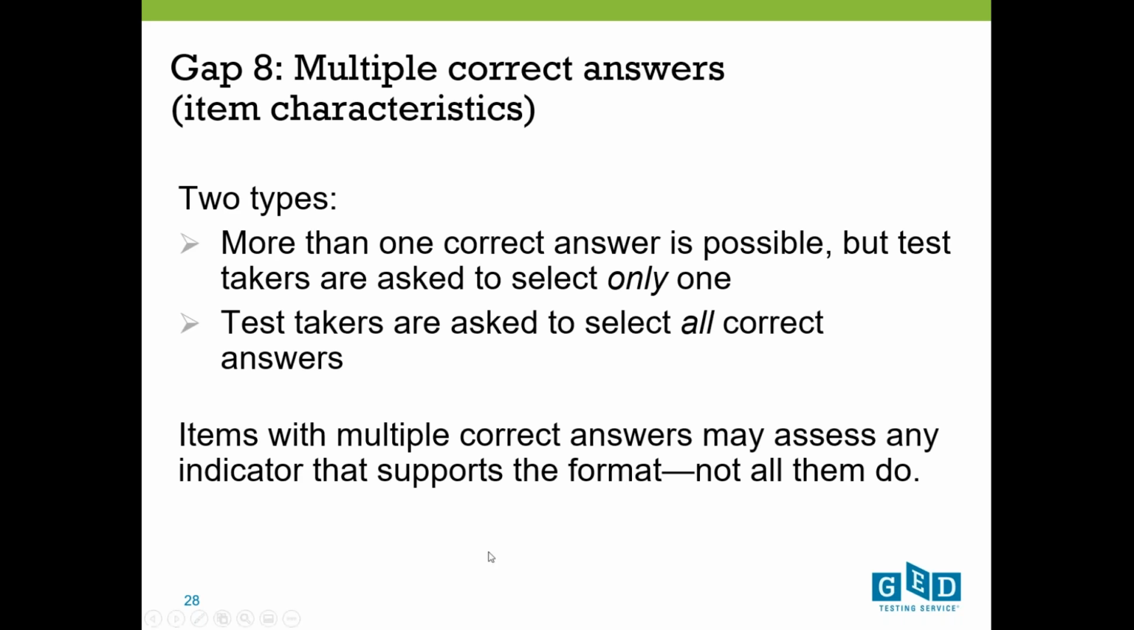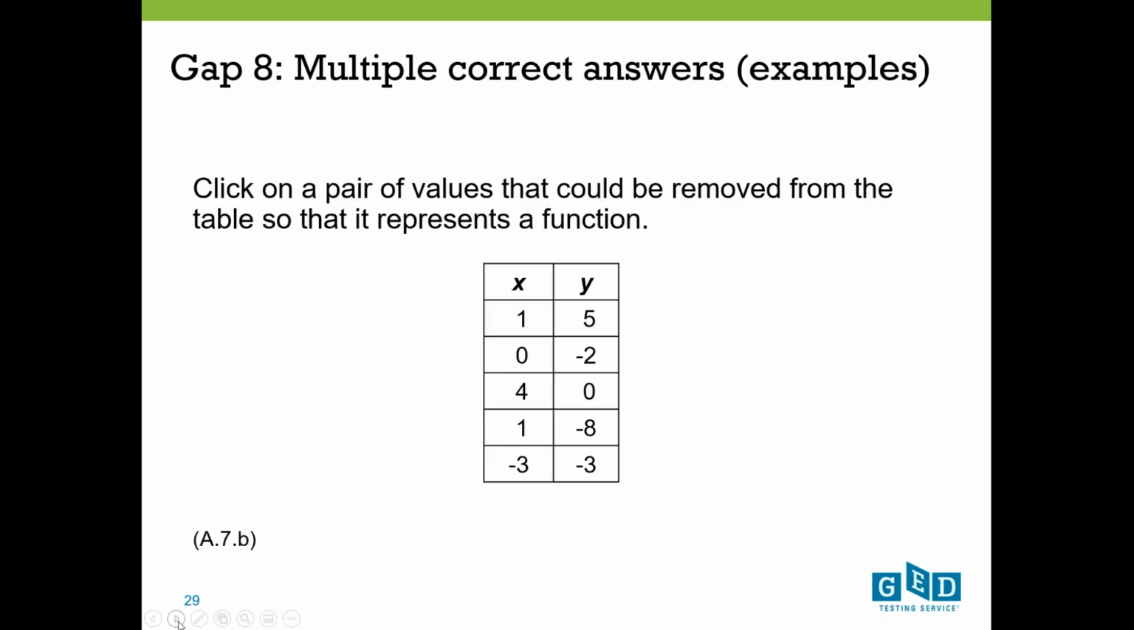And the reason this is skill-based is because an item with multiple correct answers could assess any indicator that supports the format. Not all of them do. Not all of them are appropriate for this. So I can't tell you, oh, they should be prepared to see it in algebra or geometry or data. But just as a general rule, occasionally there might be an item where more than one correct answer is possible. Okay, now the next slide should lead us to the examples.